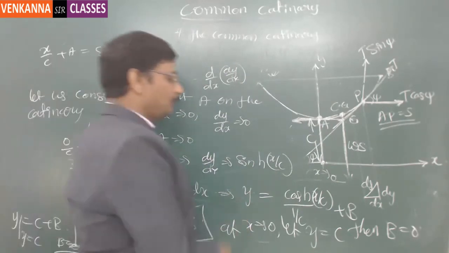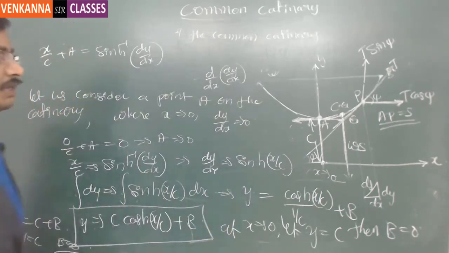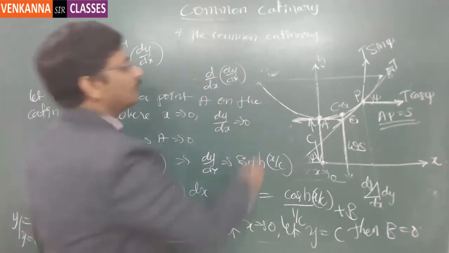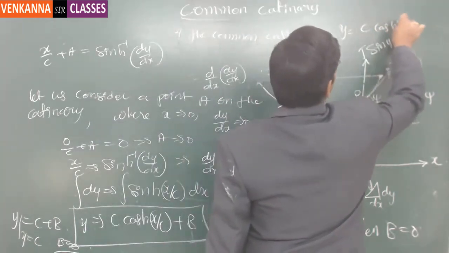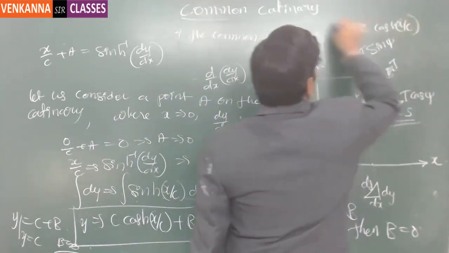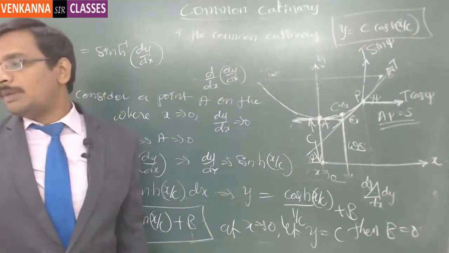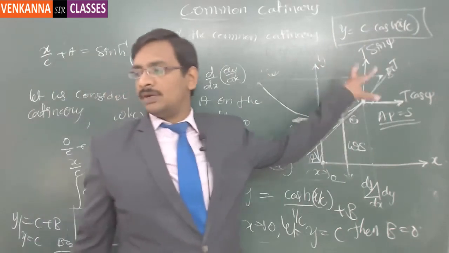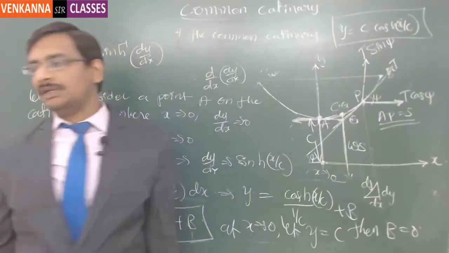Now I have got the simple equation, y is equal to c cosh of x by c. So we have got the final relation y is equal to c cosh x by c. So this is the Cartesian equation. If you notice, only the constant parameter and x and y are present in this equation. Hence we call this the Cartesian relation.